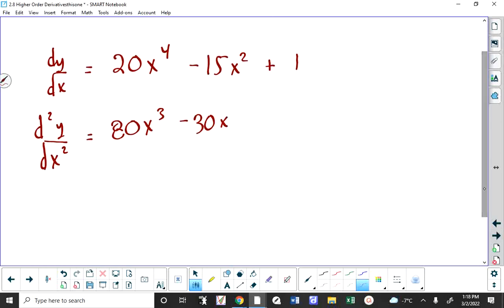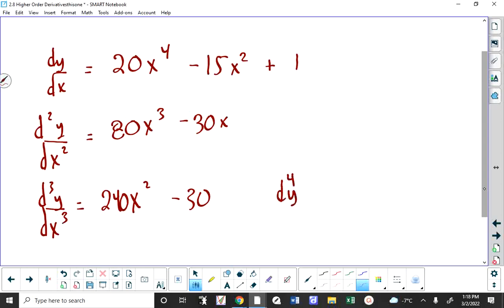The third derivative, d3y/dx cubed. I'm sorry, I didn't check with you. Second derivative looks okay, I hope. Okay. Third derivative will be 3 times 80, which is 240, x squared minus 30. So we're just differentiating polynomial terms.